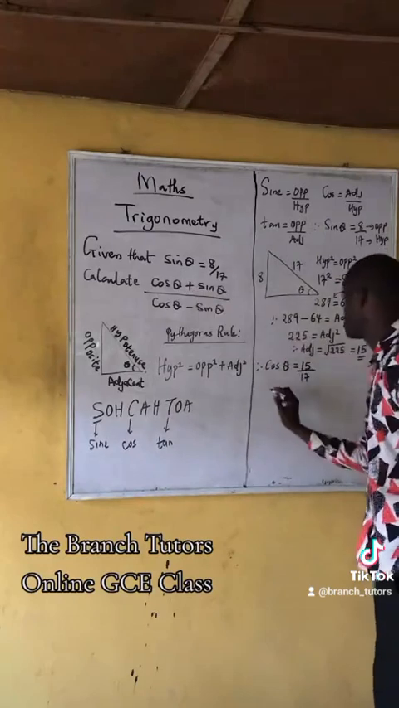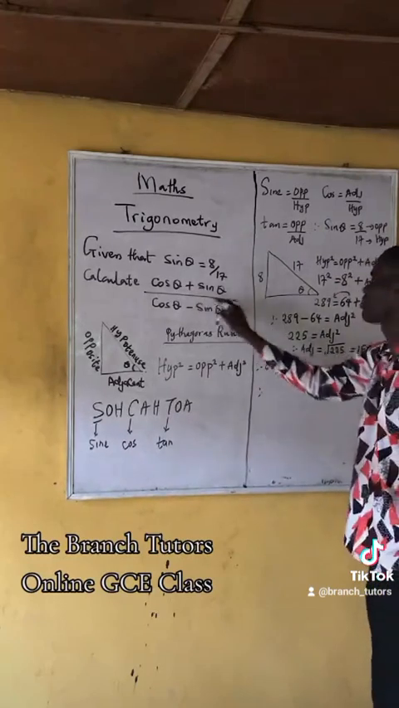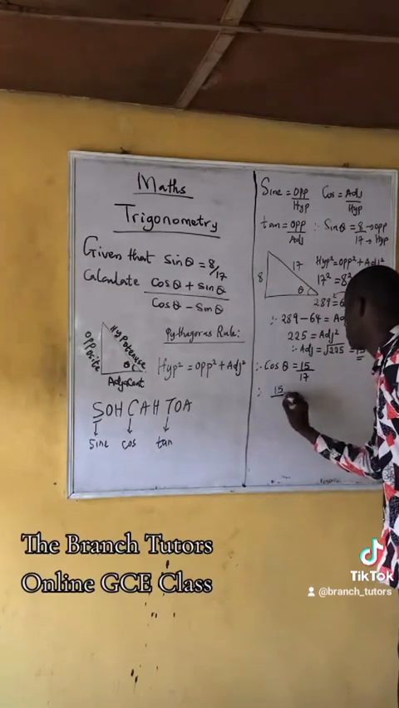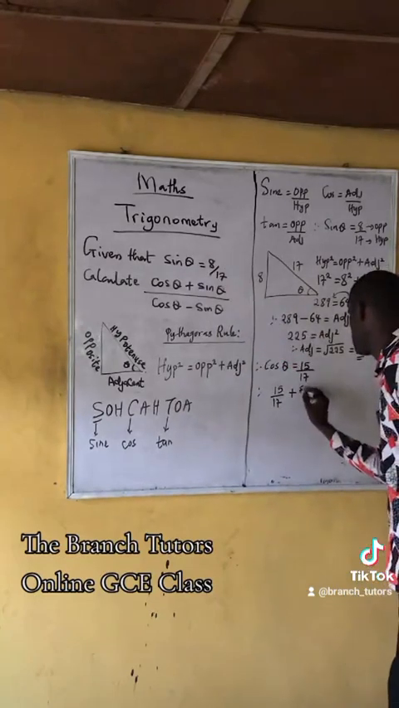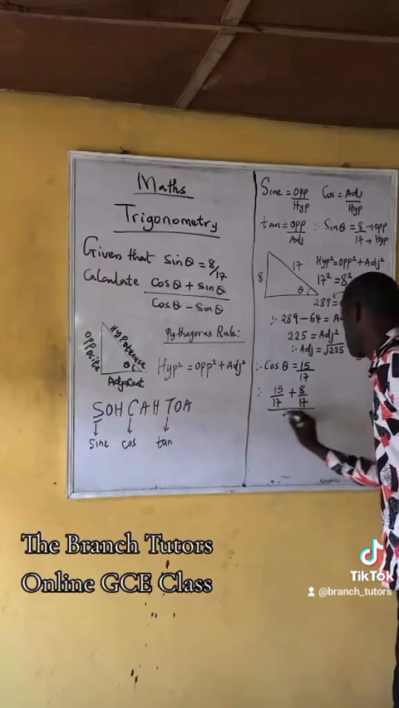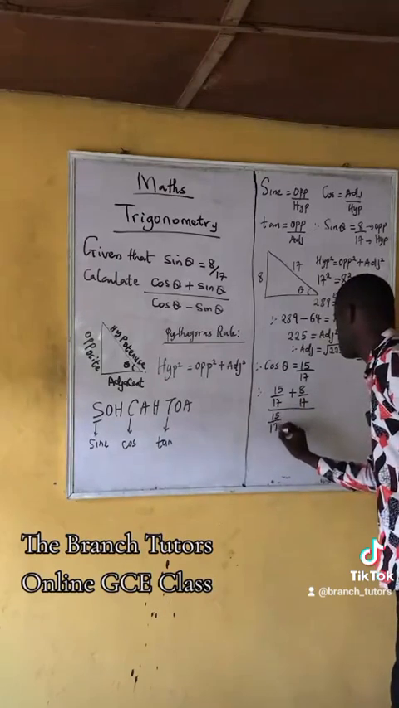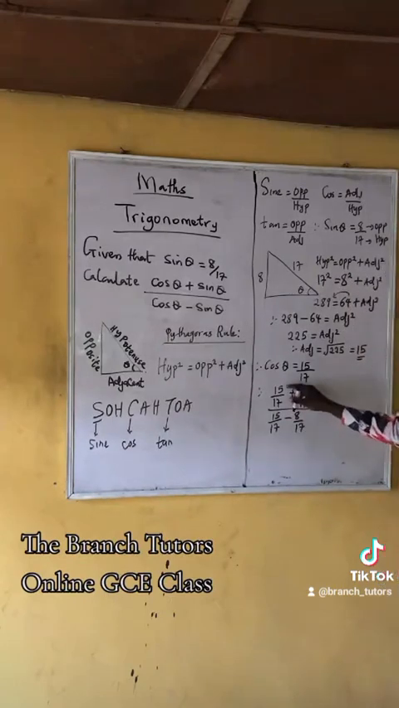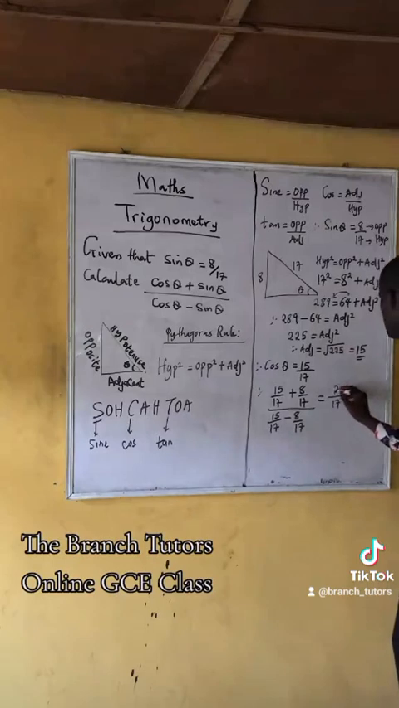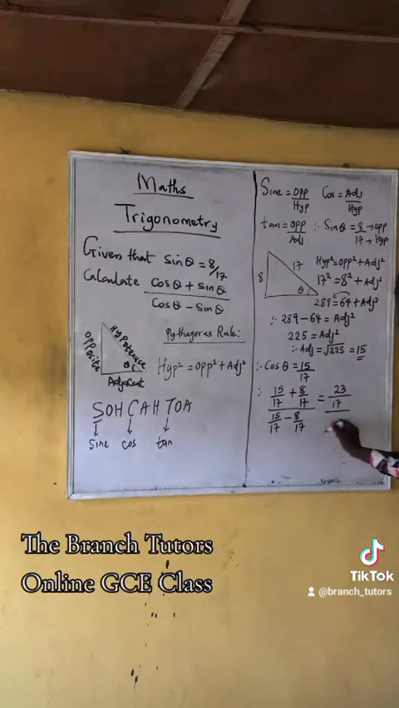Now come back to our question here. It says cos theta plus sin theta, that is 15 over 17 plus 8 over 17, divided by cos theta minus sin theta, 15 over 17 minus 8 over 17. Since they both have the same denominator, which is 17, that will be the LCM. 15 plus 8 is 23, divided by 15 minus 8, that is 7 over 17.